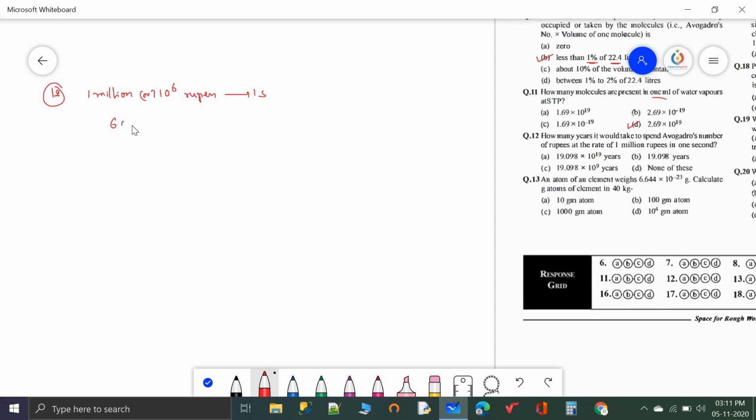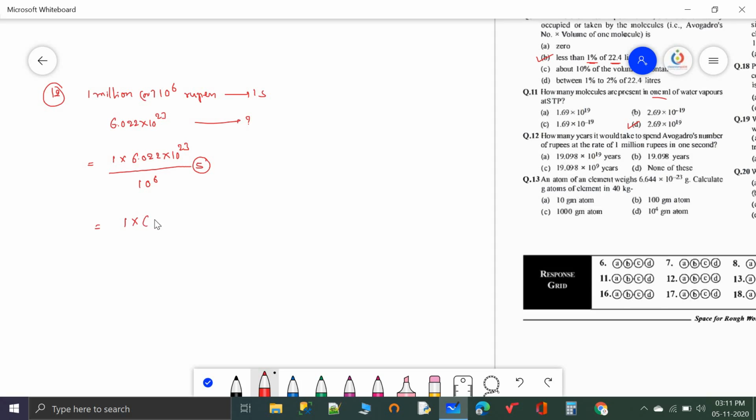Then Avogadro number of rupees, 6.022 into 10 power 23, can be spent in how many seconds? So we'll get the seconds initially, that is 1 into 6.022 into 10 power 23 divided by 10 power 6 seconds. But the seconds are to be converted to years because the answer is in years only. So here we have to just divide by the years, hours, minutes.